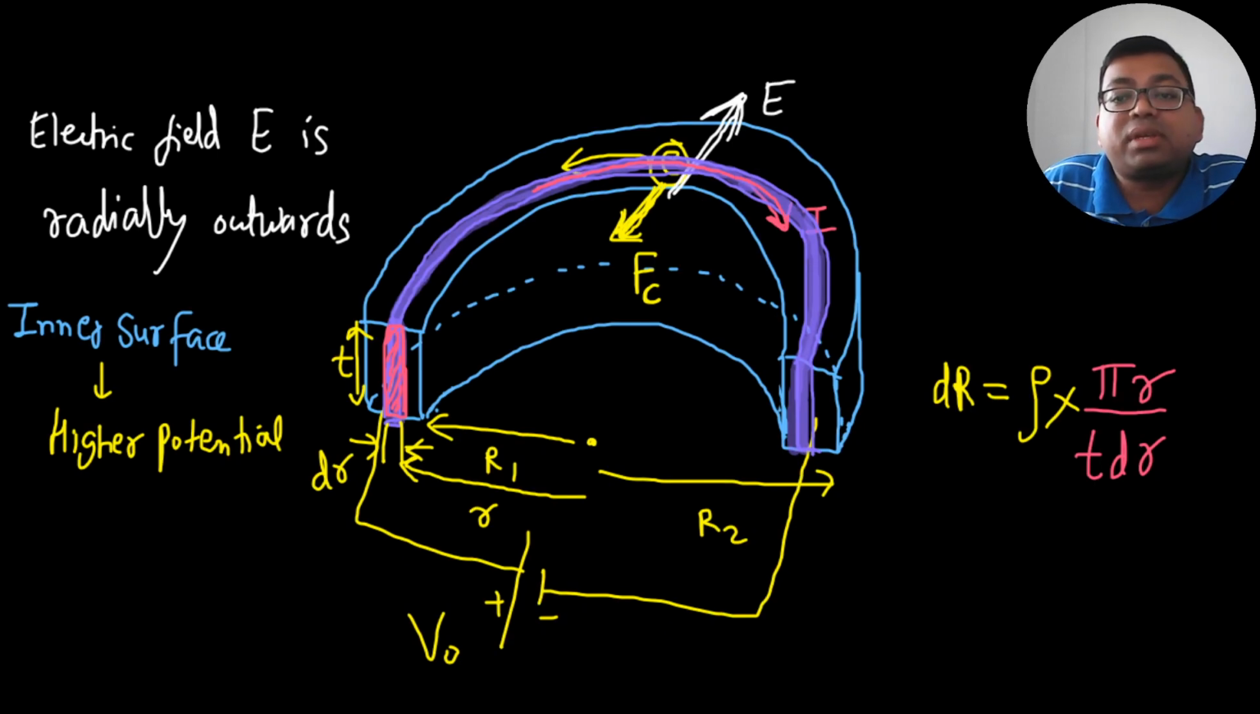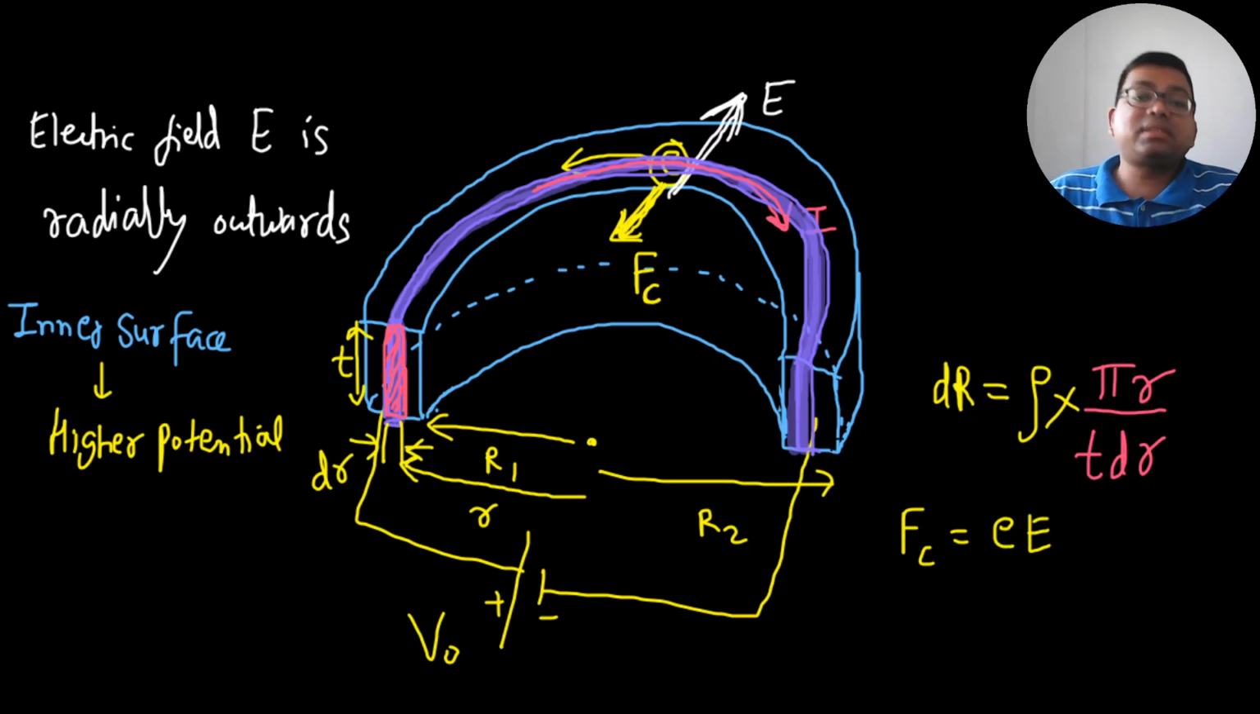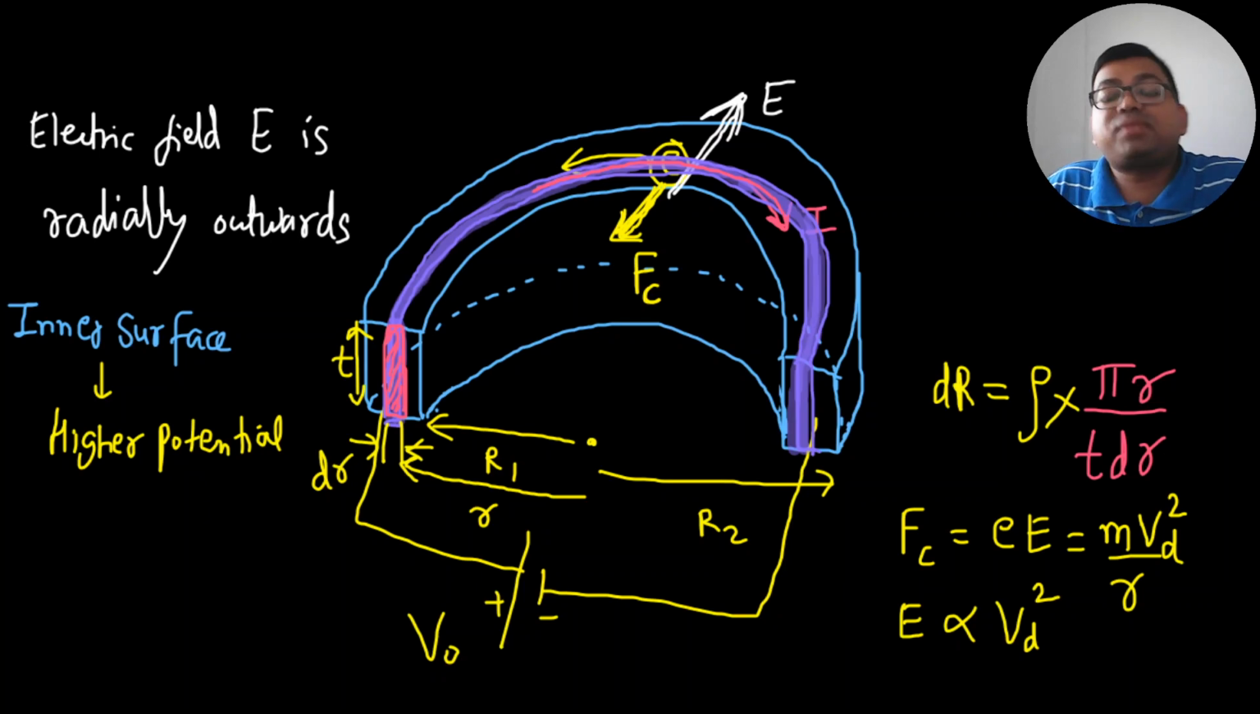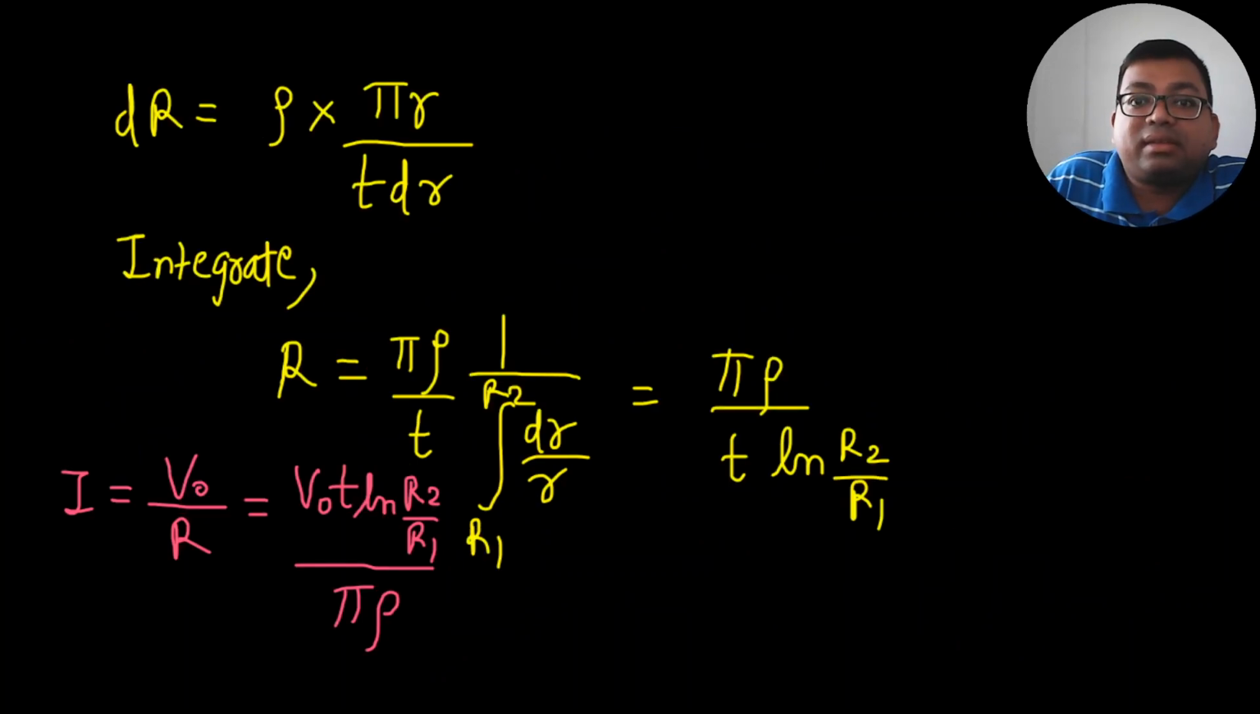From here we can understand one thing: there will be a centripetal force that we are talking about here. This centripetal force is nothing but the electronic charge into E. If we are considering just one electron, of course there will be so many electrons, just for the sake of analysis we are writing this. So this will be nothing but mv square by r. Here v is the drift speed, because the electron is drifting towards the left side with this speed. So we can say that the electric field is proportional to the drift speed squared.